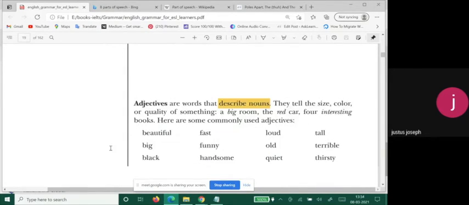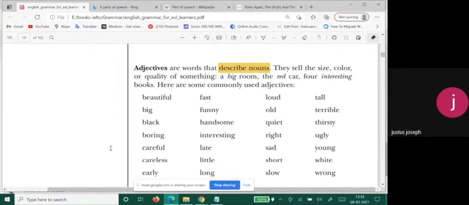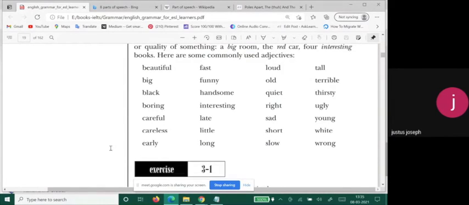Third chapter: Adjectives. What is an adjective? An adjective is something that describes a noun. Anything that describes a noun is an adjective. All these words that you see here on your screen are all adjectives. Beautiful, fast: a beautiful girl, a fast car, a loud speaker, a tall guy, a tall tree, a big house.